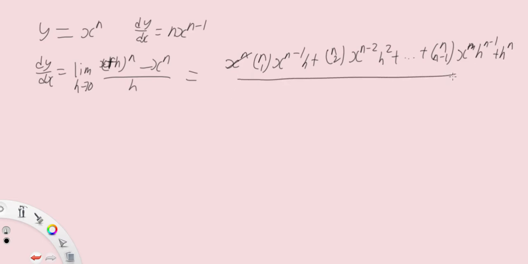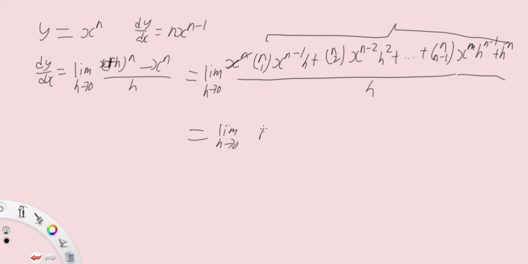And this whole thing over h, of course we haven't applied the limit yet, so limit as h approaches 0. Notice that in this set of terms, there is at least one h in each term, so we can factorize out one h. So again, limit as h approaches 0, we then get n x to the n minus 1, plus n choose 2, x to the n minus 2 h, plus all the way to n choose n minus 1, which is basically just n again, x h to the n minus 2, plus h to the n minus 1.